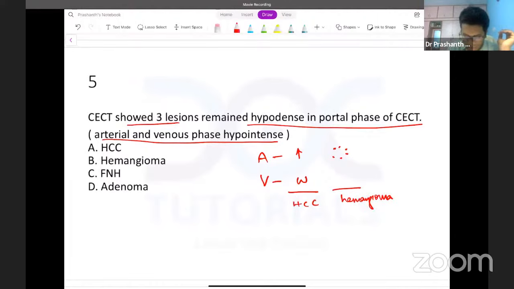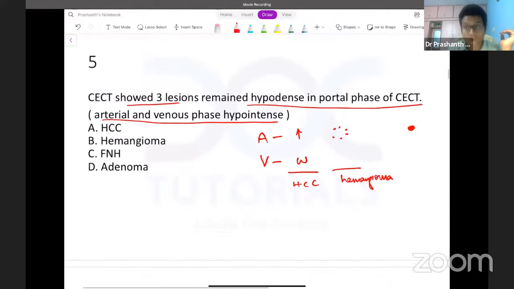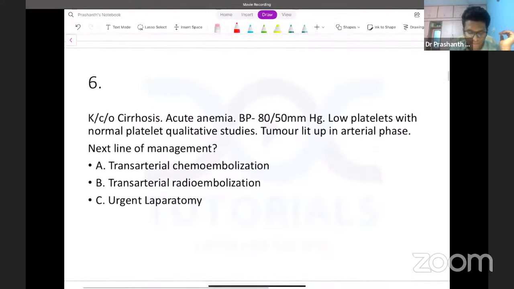Then, FNH, I've told you there is a central scar. Adenoma, again, I've told you how to identify them. So this question particularly, I feel is wrong and has not been recalled in the right way.